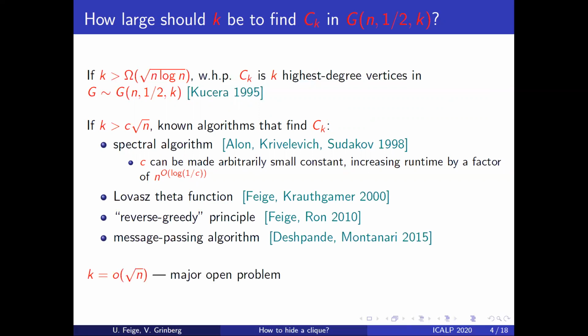For values of k much smaller than square root of n, there have been many attempts to find polynomial time algorithms, but so far all of them failed. The existence of any polynomial time algorithm for such k is a major open problem.